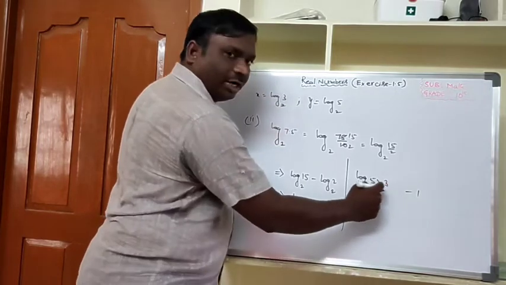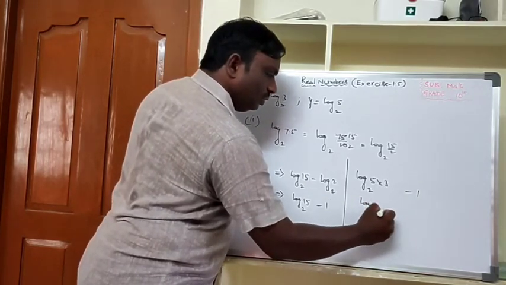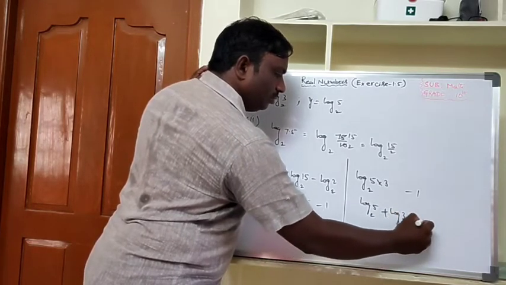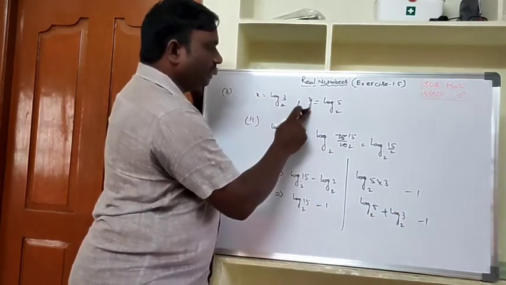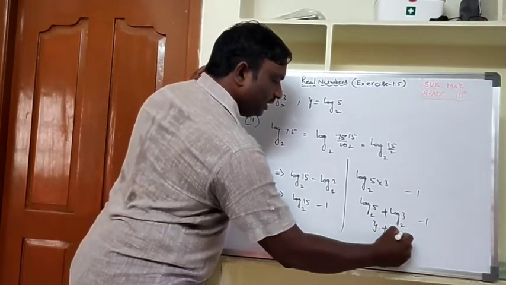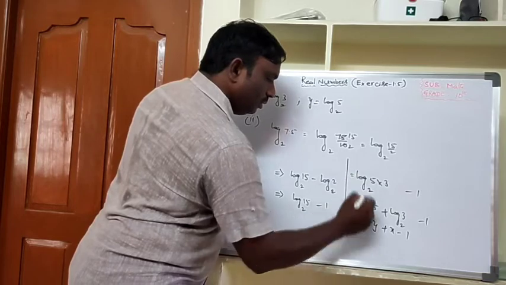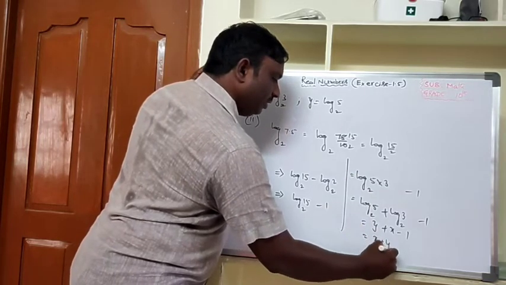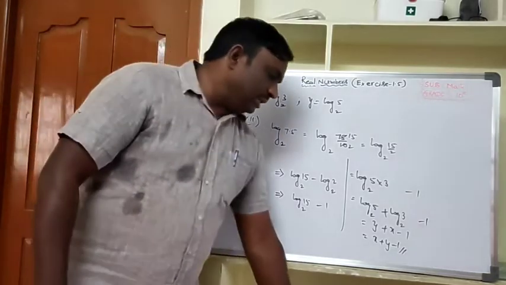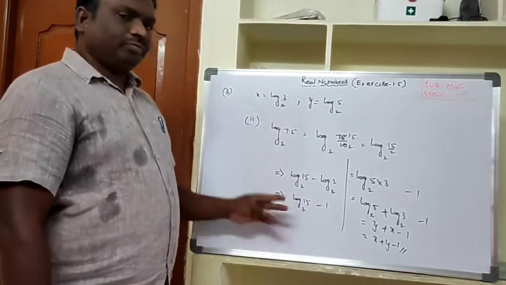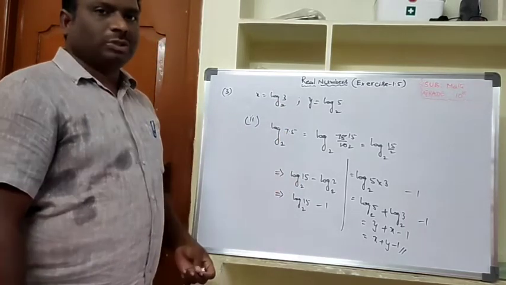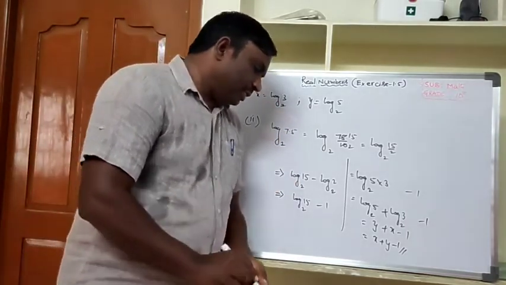So log AB, product rule. Log 5 base 2 plus log 3 base 2 minus 1. Log 5 base 2 is y. Log 3 base 2 is x. So y plus x minus 1, or x plus y minus 1. What are they asking? Evaluate. Evaluate means simplify. By using these two values, we have to simplify log 7.5 base 2. Like that, you can do the remaining questions.